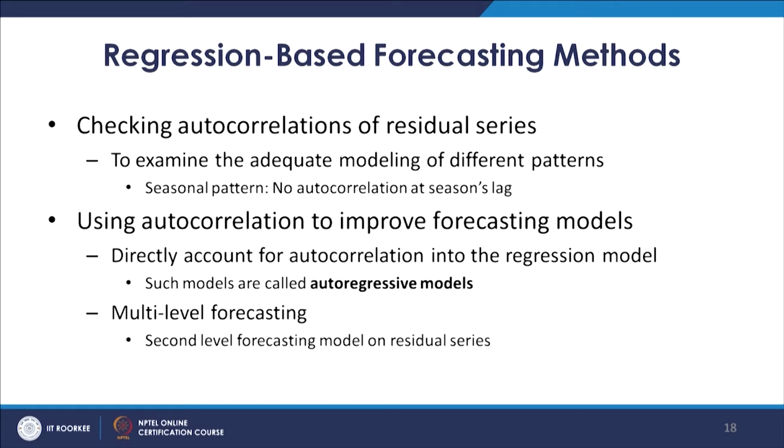Then the second approach is multi-level forecasting. In this case, first we apply our regression based models, and the residual series is then used to build a second level forecasting model. So different levels are used to adequately capture different aspects of the time series. Autocorrelation could be captured in the second level of the modeling.